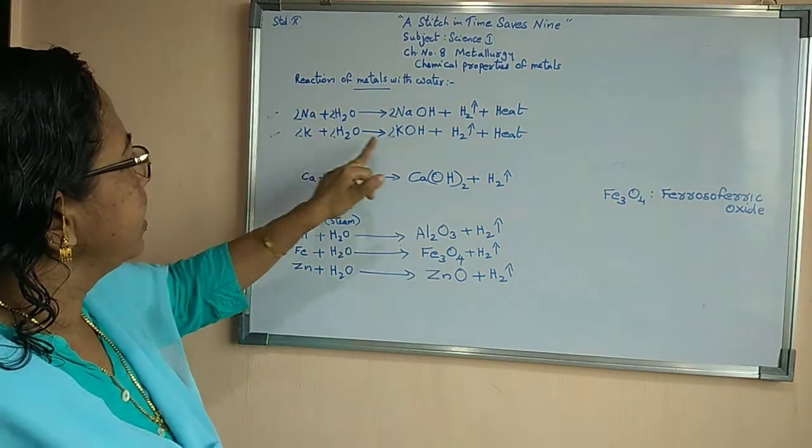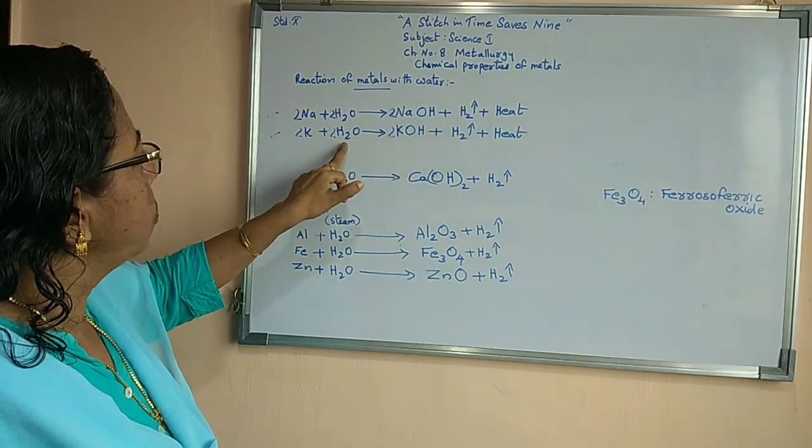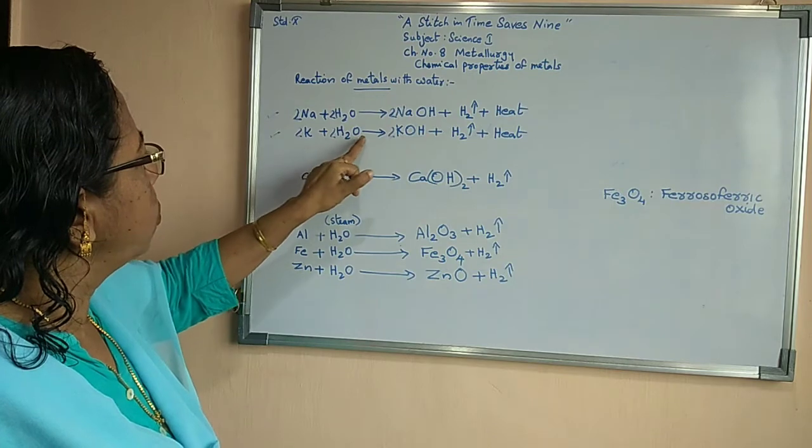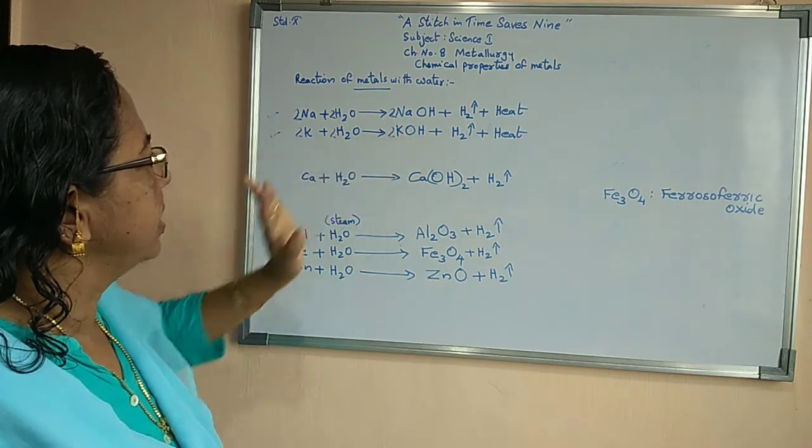Here 2 potassium. Here also 2 potassium. 2 2s are 4 hydrogen. Here 2 plus 2, 4 hydrogen. Here 2 oxygen. Here also 2 oxygen.